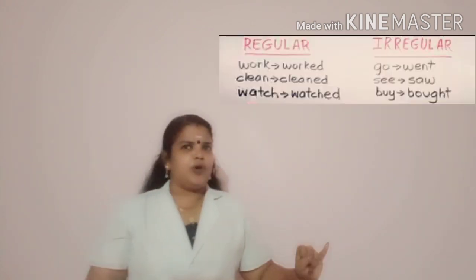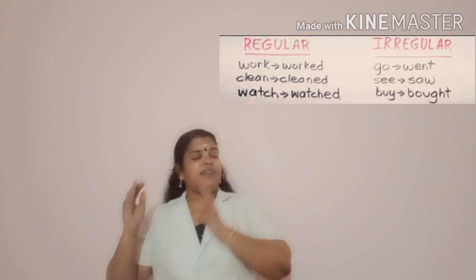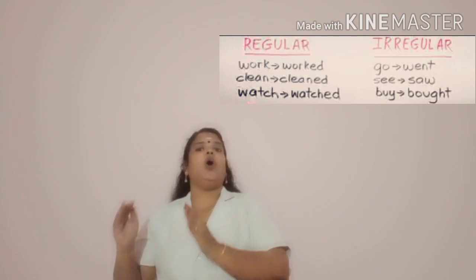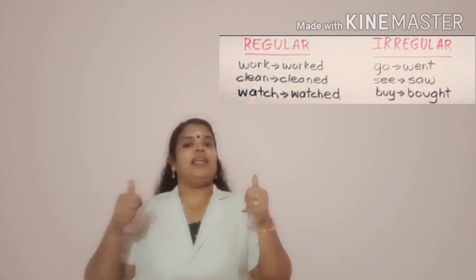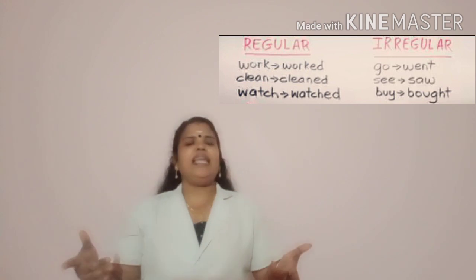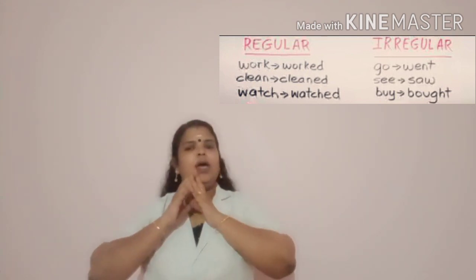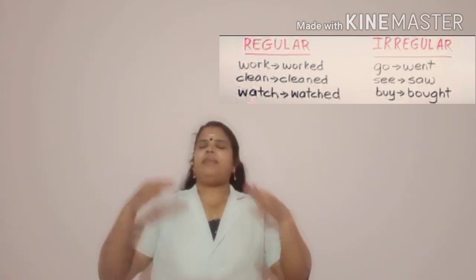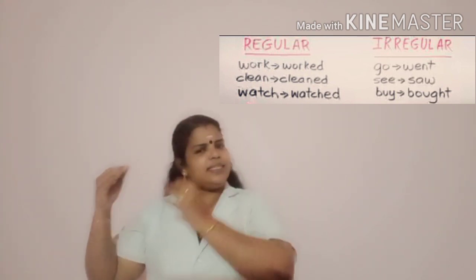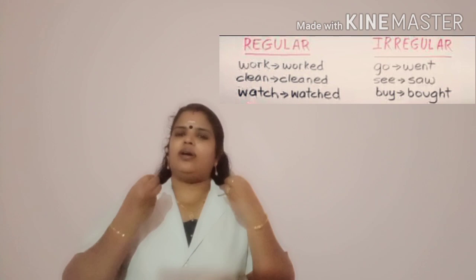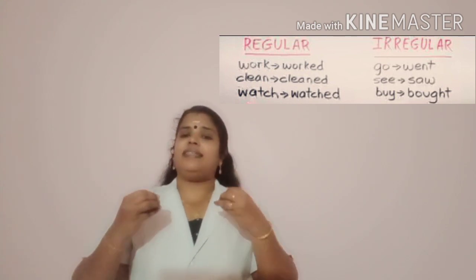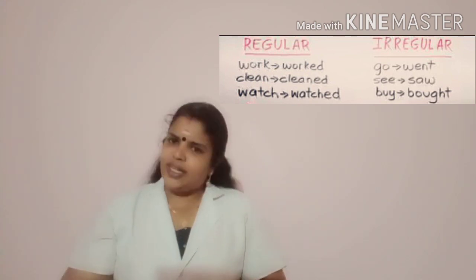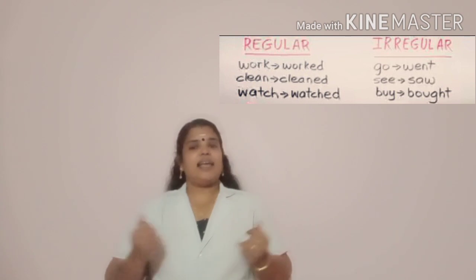So listen here. Regular verbs end with ed or d. But irregular verbs don't. We don't have a past tense form that ends with ed. Sometimes a verb changes a little bit. Sometimes a verb changes completely. Got it? Let's start with the regular verbs.